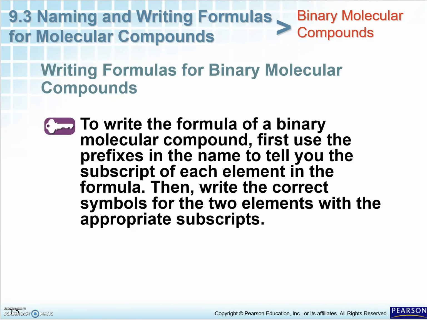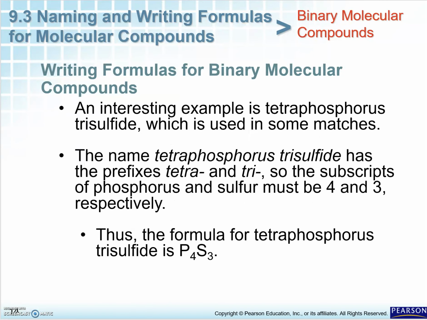Now to write the formula from, so that was the name. If you want to write the formula, so like the couple elements from your periodic table, you're going to use those prefixes to tell how many subscripts for each element in the formula. Then you would write out your symbols for your elements as well as the subscript together.